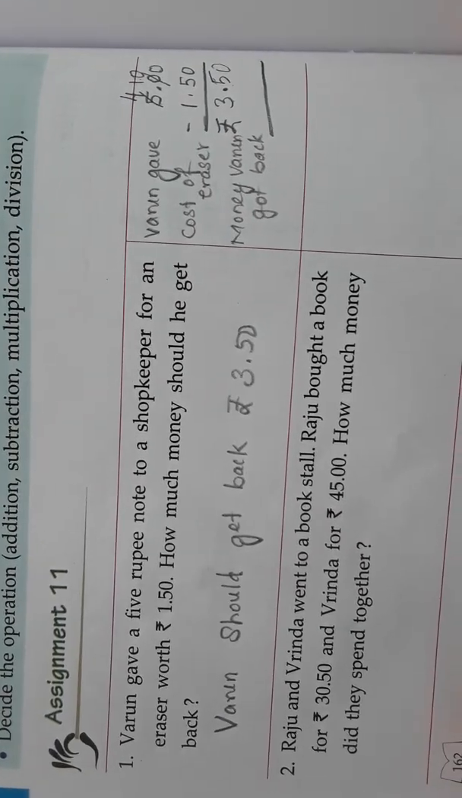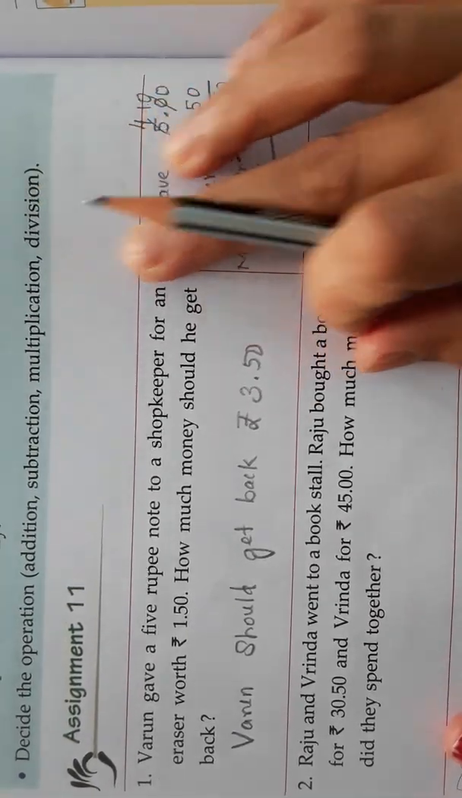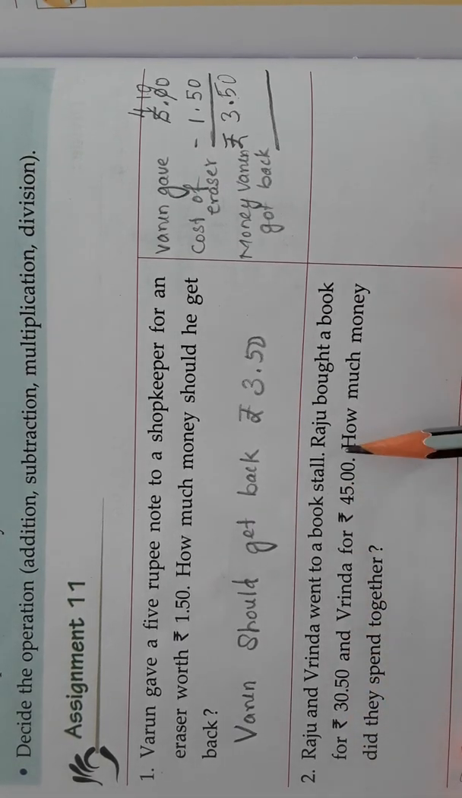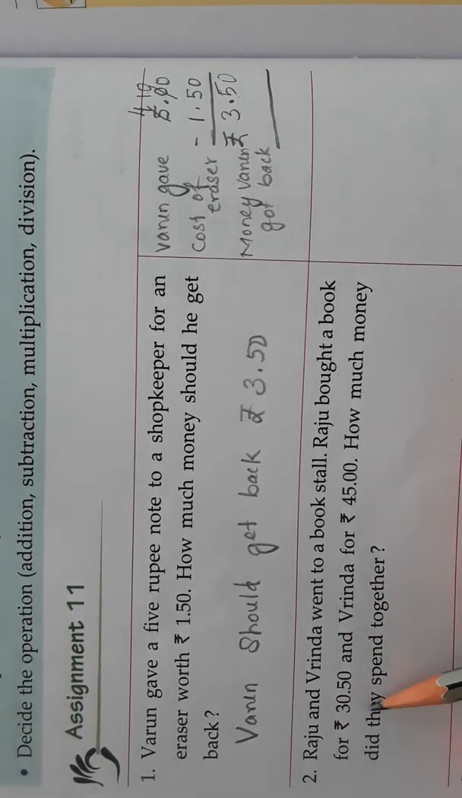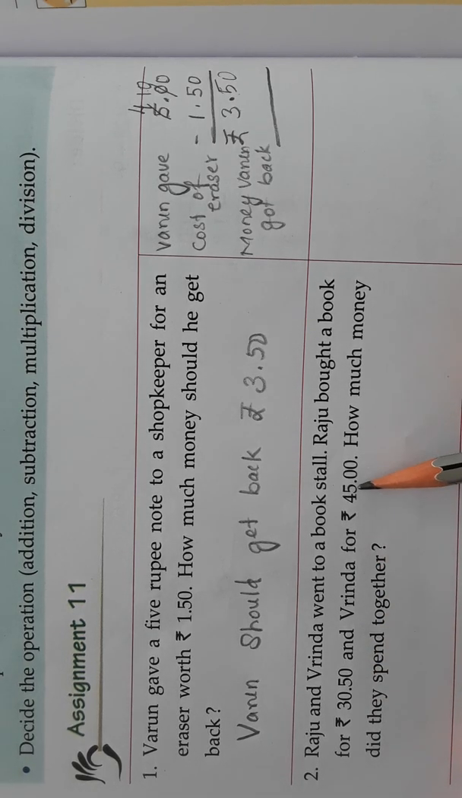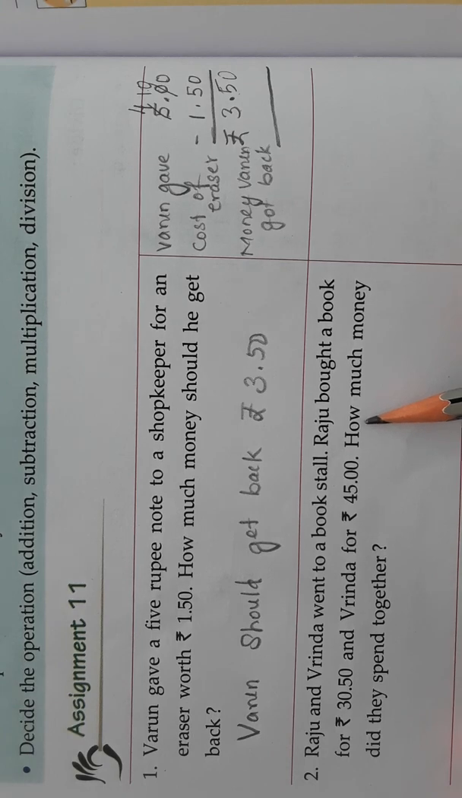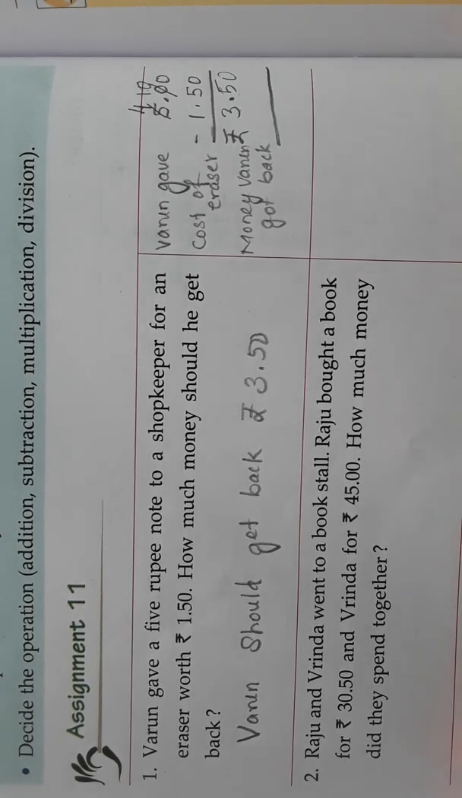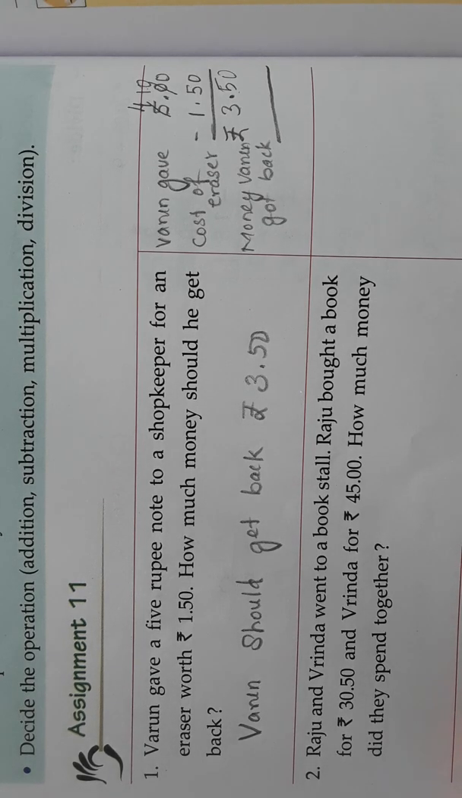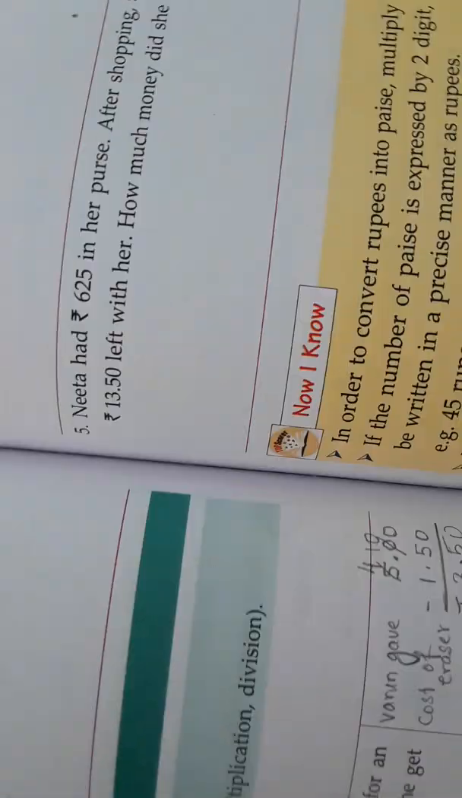Look here, the second sum. Understand the concept. Raju and Brinda went to a book stall. Raju bought a book for 30 rupees 50 paise and Brinda for 45 rupees. How much money did they spend together? Here, spend together means addition. This you can do easily. Do it on your own, children. We'll go to the next sum.